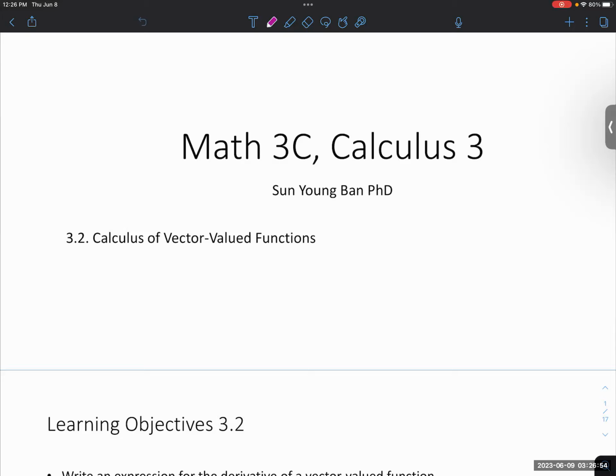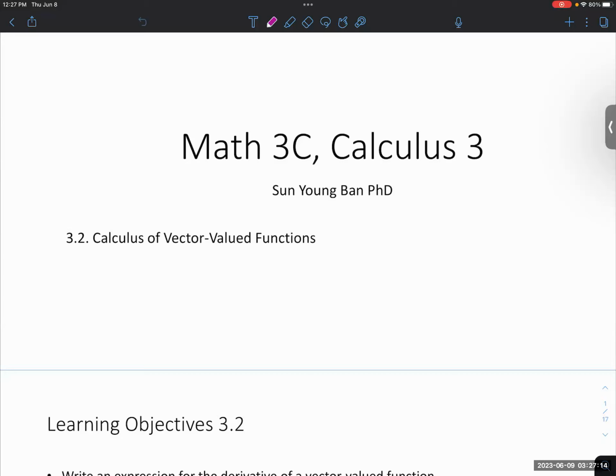If you remember, we talked about the vector valued function. So we have learned what a vector valued function is and how to take its limit. So the next step is to learn how to differentiate and take the integral of a vector valued function.